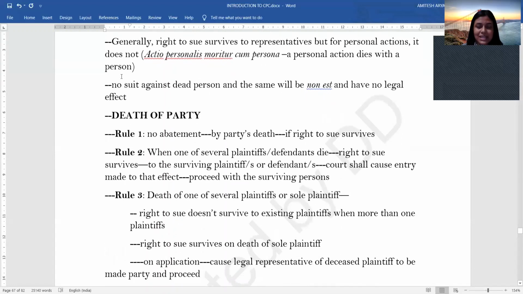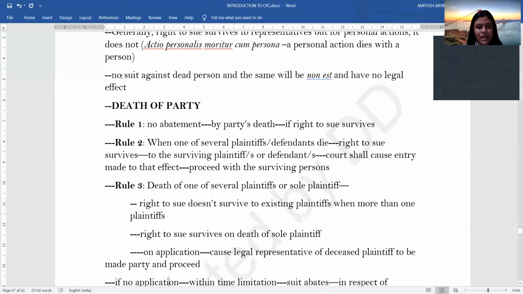Now, Rule 1 says that the suit will not abate if a party is dead and the right to sue is surviving. So if a right to sue is there, the suit will not abate if somebody has died. Now, Rule 2 says that where there are several defendants or plaintiffs, if a plaintiff dies and there are other plaintiffs and the right to sue survives to the surviving plaintiffs, or if it is a defendant and it survives to the other defendants, the court will cause an entry to be made to that effect and will proceed with the persons who are now surviving.